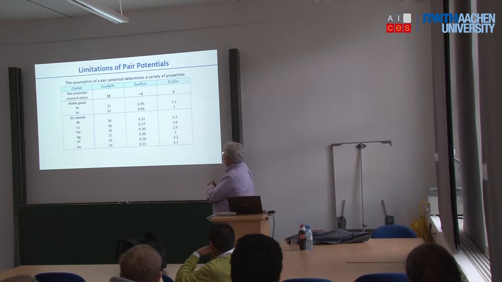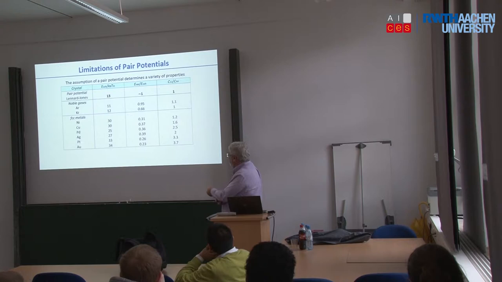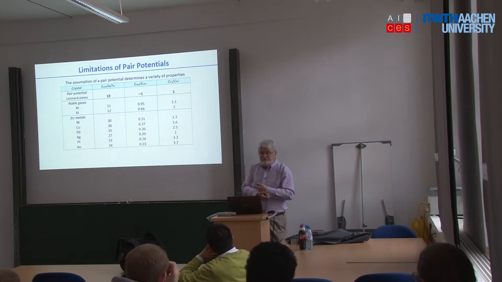This is called the Cauchy inequality. Lennard-Jones says it's one. Noble gases are pretty much close to one. And these values can be very, very far from one. So you can see that just in the major properties of these simple metals, and these are all FCC metals, this potential really doesn't do a very good job. And that's what these things say.